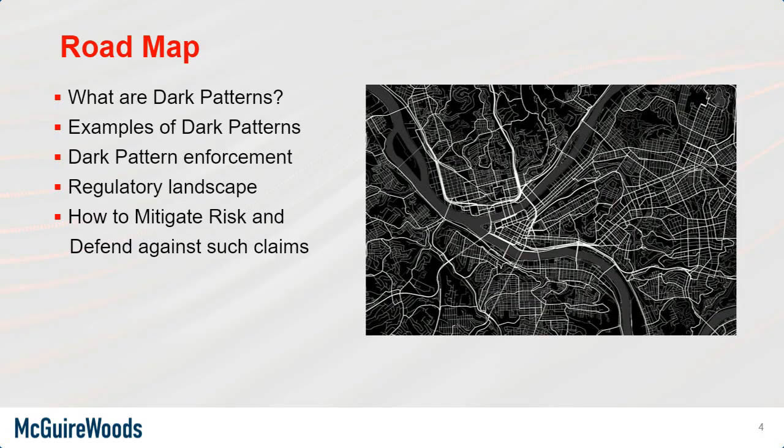I want to show you what we're going to do today. This is our roadmap. We're going to start with what dark patterns are and give examples, and we're going to spend quite a lot of time on the examples because frequently the term dark patterns is used, but it's not always explained exactly what it means. So we'll walk through some of the most common types of dark patterns and show you what they mean and what the potential problems are. Then we'll talk about dark pattern enforcement, including class actions and the regulatory landscape, and then perhaps the most important part, which is how to mitigate risk and reduce the chances that businesses are going to be targeted here.